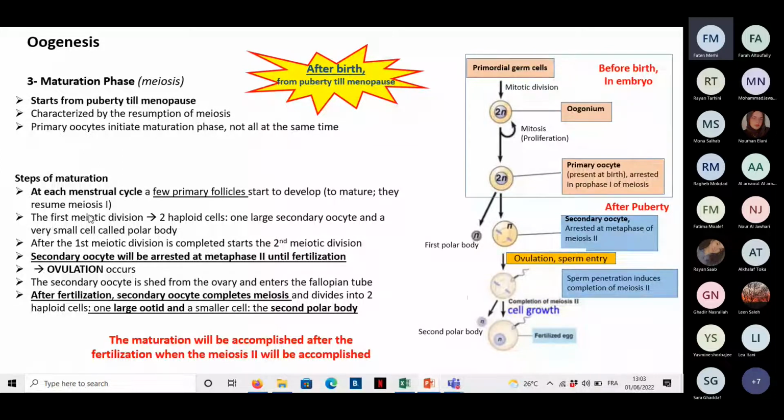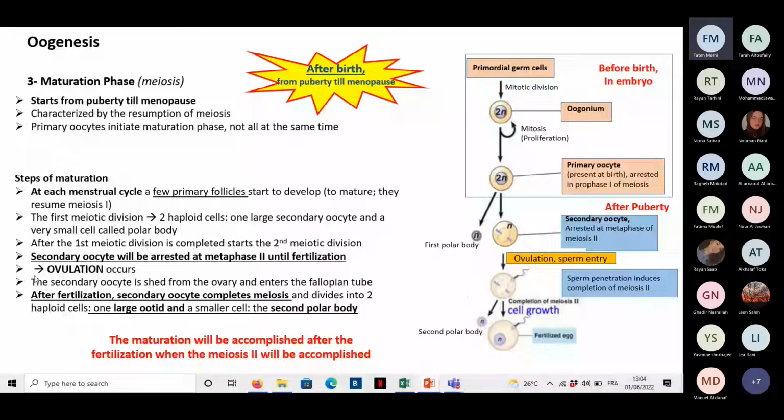After the first meiotic division, we will obtain 2 haploid cells. One of them is the secondary oocyte, which is large, and the other one is a small cell called the first polar body. And after the first meiotic division is completed, the second meiotic division starts, where the secondary oocyte will be arrested. So this secondary oocyte will start the second meiotic division. It will be arrested at the metaphase 2 until the fertilization. So it will be ovulated while arrested at the metaphase 2.